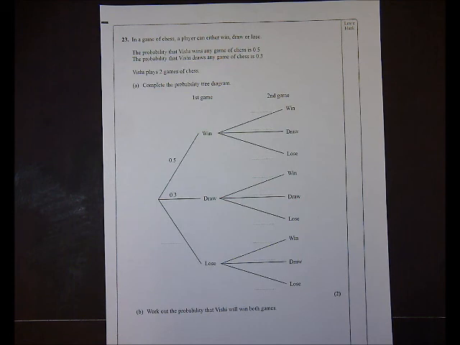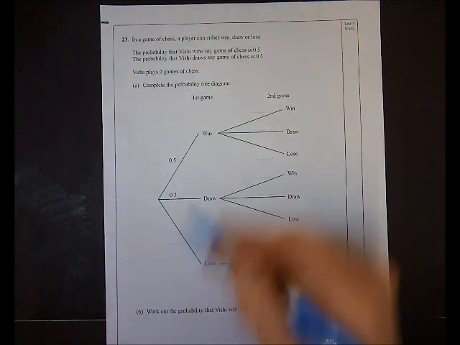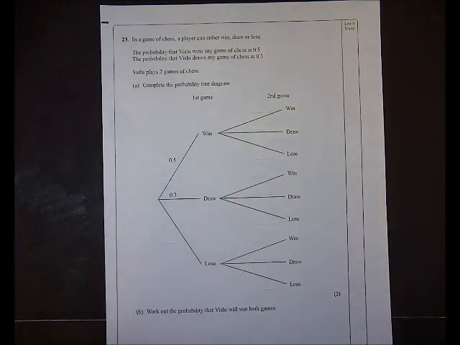In question 23, I'm given a tree diagram. I'm told that the probability that Vichy wins any game of chess is 0.5, which is shown here. Probability that he draws is 0.3, and then I'm asked to work out the probability that he wins both games after I've completed the tree diagram.